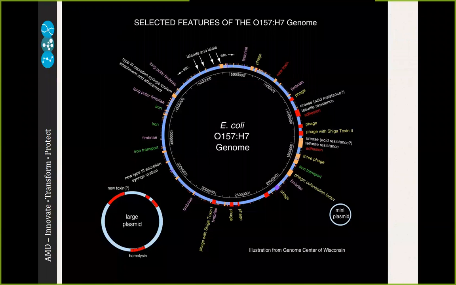Here's an illustration of an E. coli O157:H7 genome. You can see that there are phages and plasmids that are mobile elements that are not typically part of the core. Those are those accessory pieces.